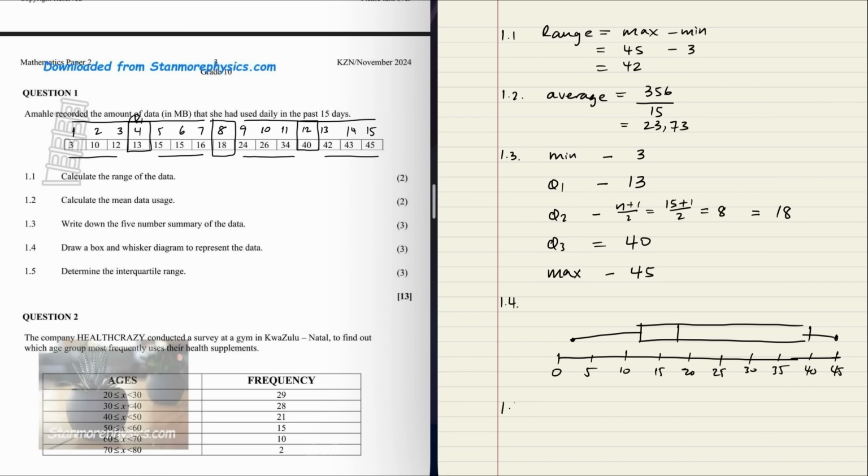Question 1.5, determine the interquartile range, IQR. That's equal to Q3 minus Q1. Q3 was 40, Q1 was 13, and that's equal to 27.